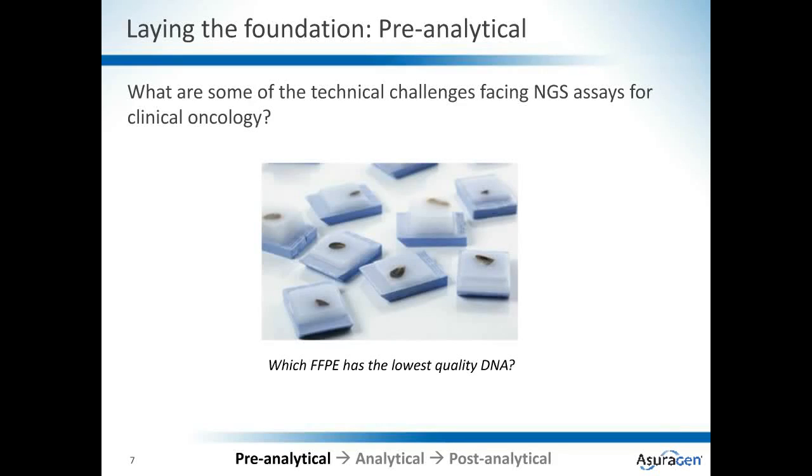So let's put a spotlight on the pre-analytical phase. What are some of the technical challenges that face development of NGS assays? And certainly one of those challenges is with the sample itself, and particularly FFPE specimens. So these samples are known to have relatively low DNA and RNA quality. Of course, you look at these different blocks, you can't possibly tell which one has low versus slightly higher quality. Methods like spectrophotometry or nanodrop are equally blind, since they report just bulk nucleic acid and tell you nothing about its functionality in downstream assays.